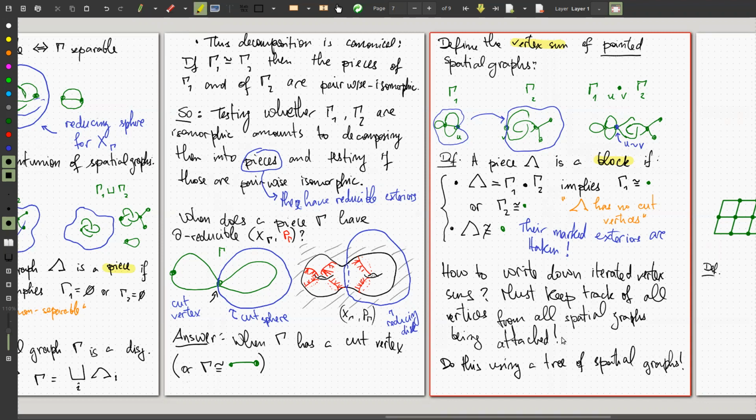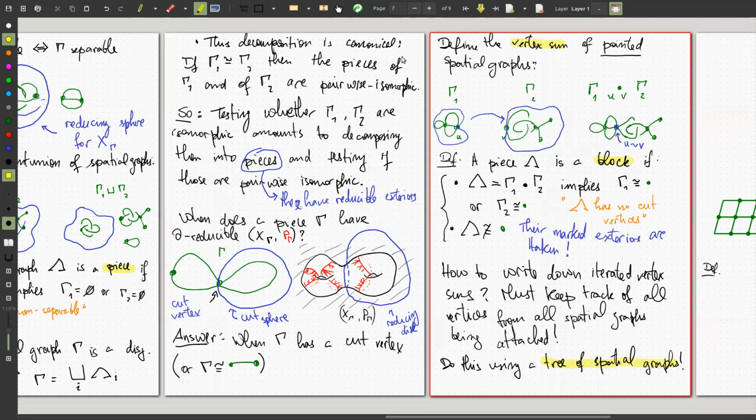Could you quickly comment on how these vertex sums look like if you have a trivalent vertex or a quadrivalent vertex? Then I could distribute edges into the two components of the complement of the sphere. Yeah.